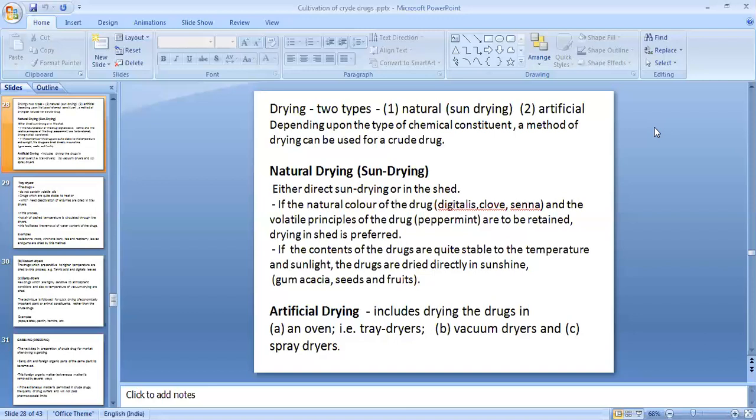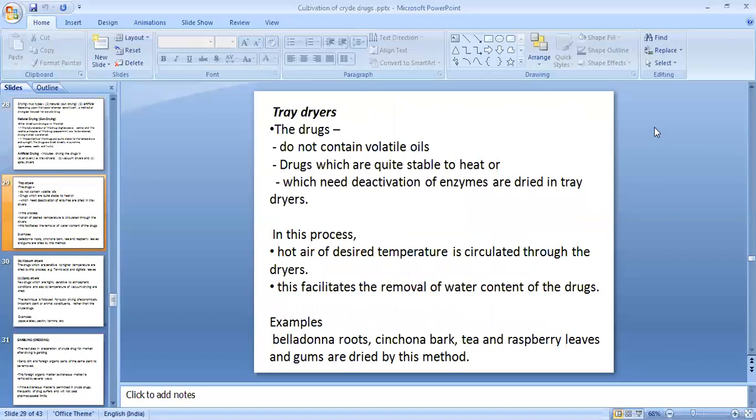And the second type of drying method is artificial drying. Here you can use mechanical devices or machines to dry the drug, like ovens, that is tray dryers, vacuum dryers, and also spray dryers. For tray dryers, the drugs which do not contain volatile oils, or which are quite stable to heat or require enzyme deactivation, can be dried in tray dryers. So in this process, what happens? The drugs are uniformly distributed on the trays and kept inside the machine, and hot air at a desired temperature is circulated through the dryers, and this removes the water content present in the drug and facilitates the drying. Examples are belladonna roots, cinchona bark, tea, raspberry leaves, gums, etc.